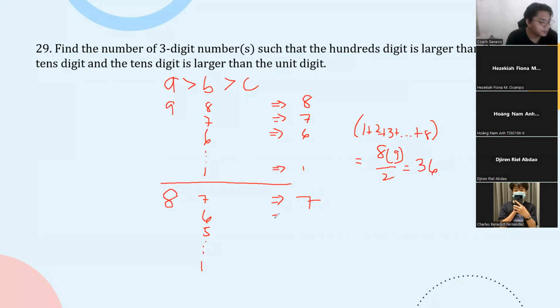And then we have here 6. So as you can see, there is a pattern, right? So until here, it will be 1. So the pattern will just be from 9 to 2, because the last one will be 210. So the pattern here will just be sum of 1 to 8 plus sum of 1 to 7 plus sum of 1 to 6 plus sum of 1 to 5 and so on until 1.